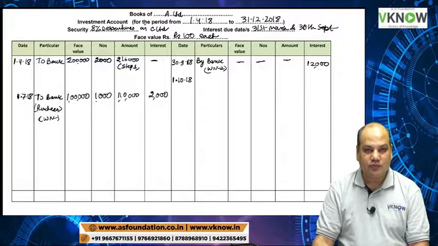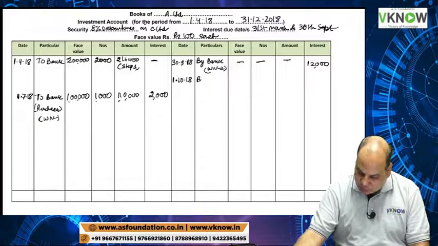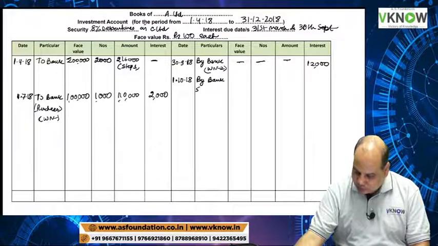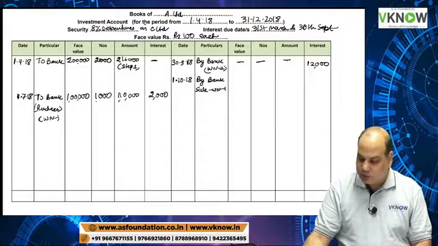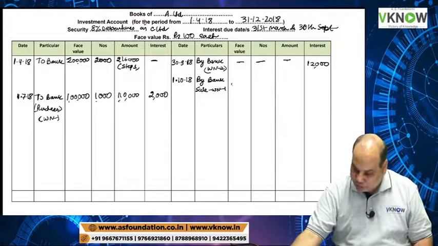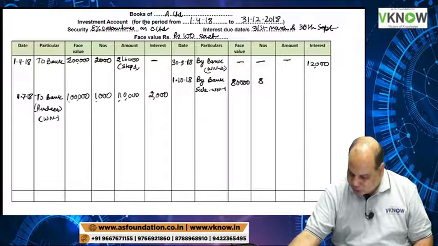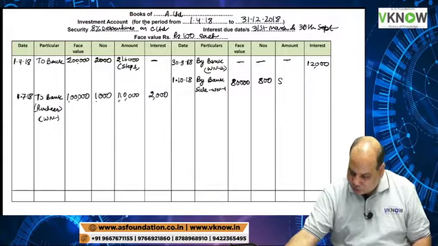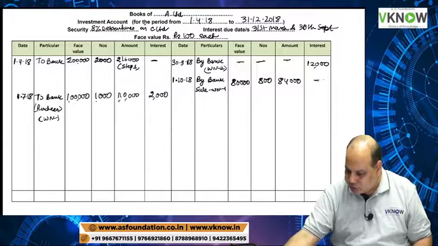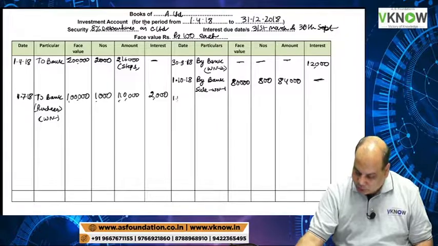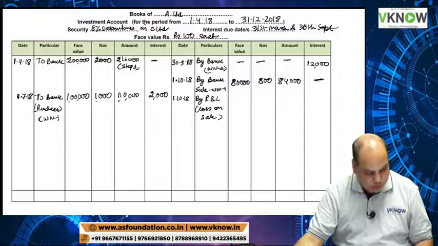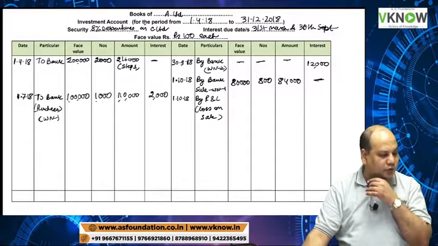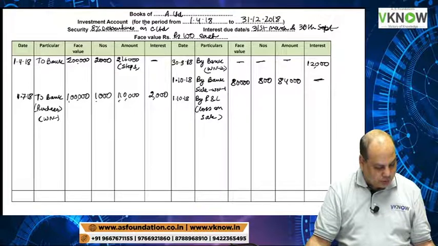There was a sale transaction. So by bank, sale, working note 1. The face value of investment sold is 80,000, quantity is 800, and the amount was 84,000. Interest was not there. And on the same date, 1/10/18, by P&L account, loss on sale, correct, 84,000, Govind Thakur is right. So can you tell me what was the loss on sale?